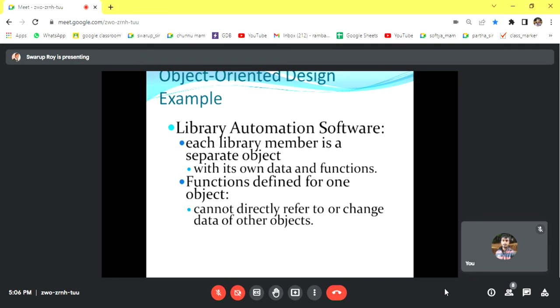So in object-oriented programming, objects are communicating through the method called message passing. They basically call it message passing. Through message passing, they communicate with each other. What is that message passing?